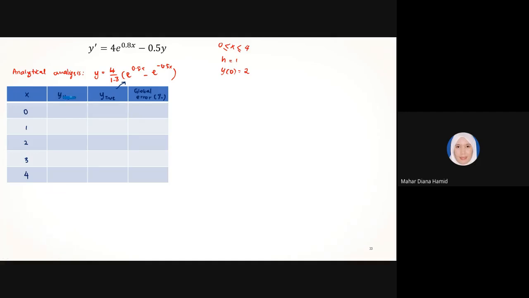So this would be midpoint. So midpoint, this one should be 2 because of this, and true, the global error is 0.